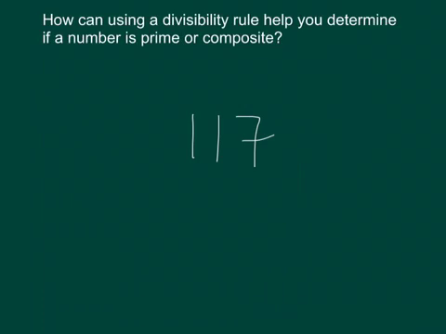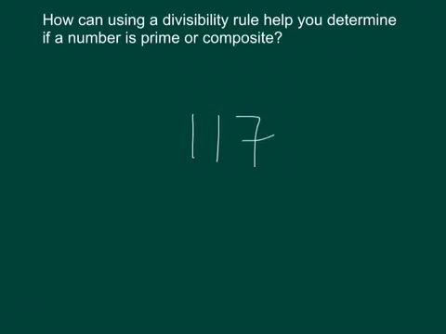Okay, I want you to think about how you can use divisibility rules to help you determine if the number 117 is prime or composite. Pause it, think about it. We'll meet back in a few seconds.